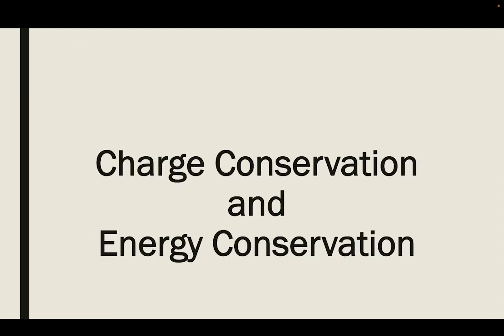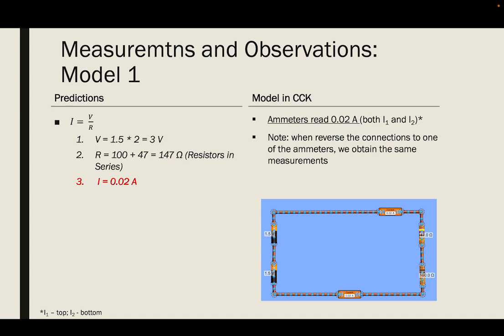Now let's talk more about charge and energy conservation. On this slide, you can see my measurements and observations for the first model that includes 2 batteries, 1.5 volts each, 2 ammeters, and 2 resistors, 47 and 100 ohms respectively, connected in series. Using Ohm's law, I have calculated the predicted current by dividing voltage over total resistance, which is equal to the sum of resistance values of each of the 2 resistors, since they're in series. So 100 plus 47, so the total resistance is 147 ohms.